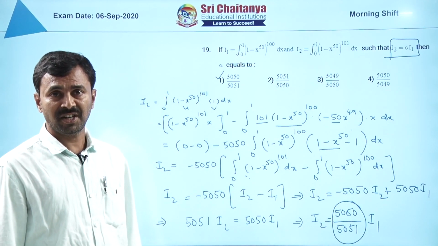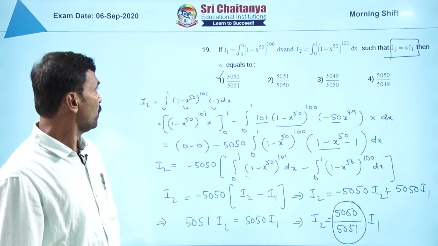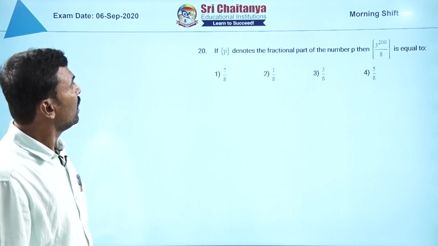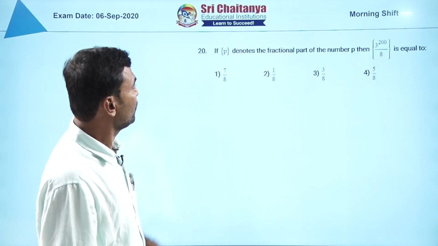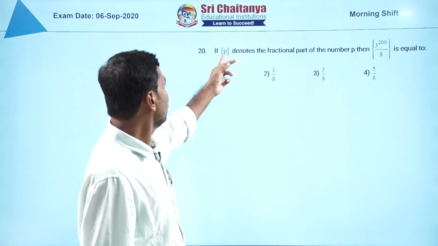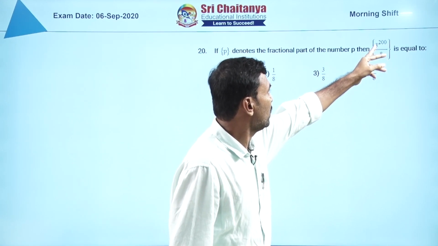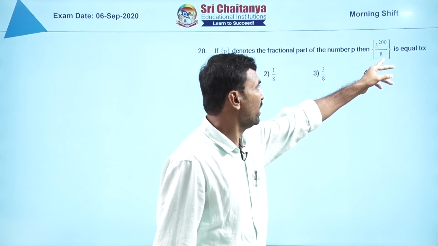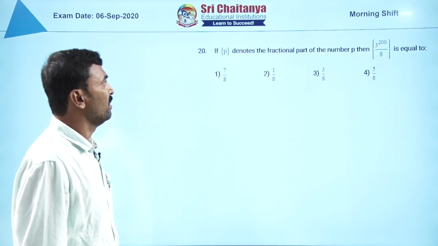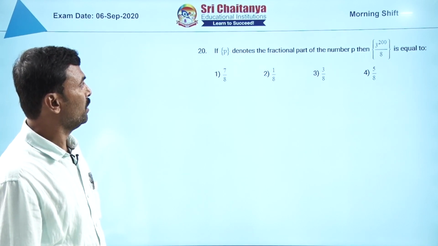With this it completes the 19th problem. Now, let us go to problem number 20. This problem: if this is the fractional part function, then what is the fractional part of 3 power 200 by 8? Fractional part of 3 power 200 by 8.